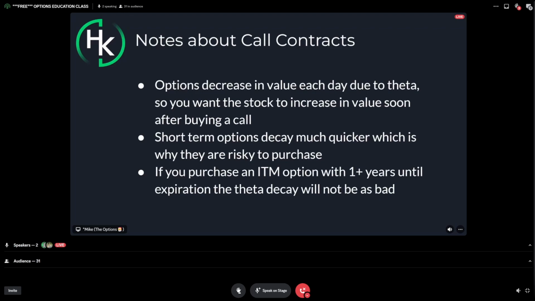If you purchase an in-the-money option with over a year until expiration, the theta decay will not be as bad, and you'll also have intrinsic value since you're in the money.